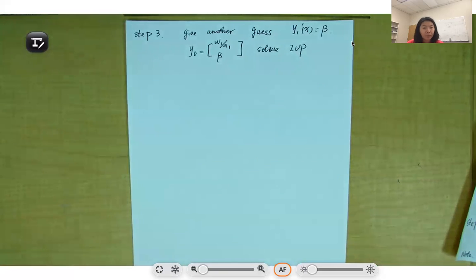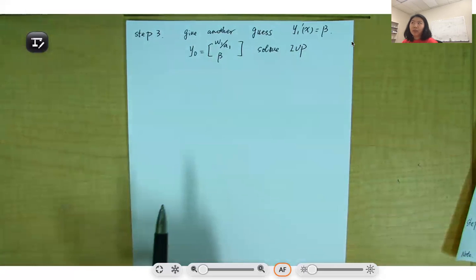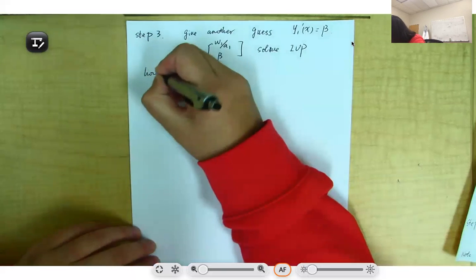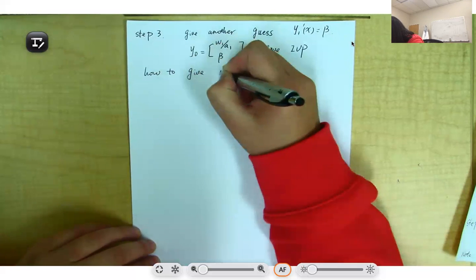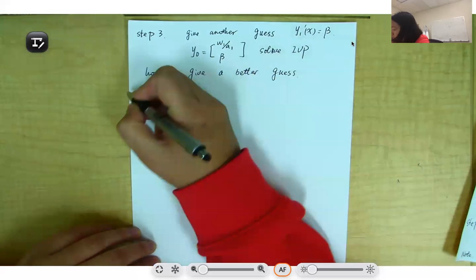So between step 2 and step 3, basically you just give different initial guess conditions. Then you solve the IVP, and you will have two different solutions right now. We use these two different solutions to give us a better guess. We couldn't just randomly guess these numbers. We will give a better guess based on whatever we have from the past. So how do we give a better guess? That is step 4.